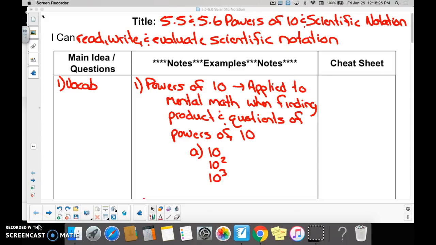Good day, everyone. Today we're going to look at 5.5 and 5.6 together. It is called Powers of 10 in Scientific Notation. Your I can statement is, I can read, write, and evaluate scientific notation.